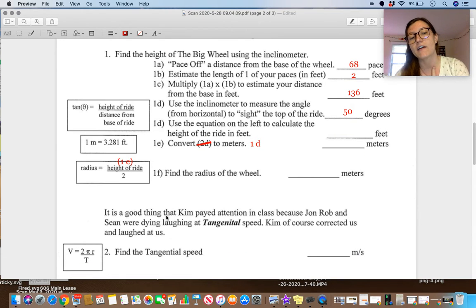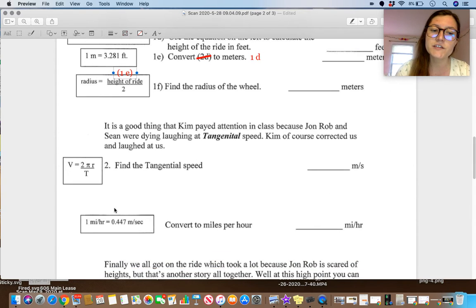And then for part F, to find the radius of the wheel, you take the height, which you determined in 1E, and you divide by 2. Right, the height's basically the diameter, so the radius would be half of the diameter. Okay, and then the rest of it's pretty straightforward.